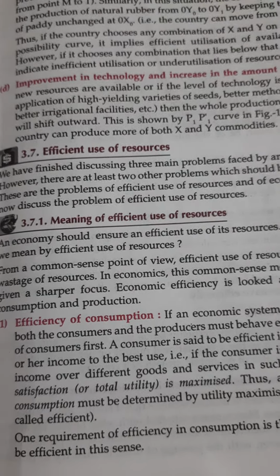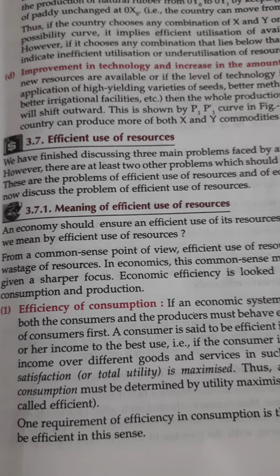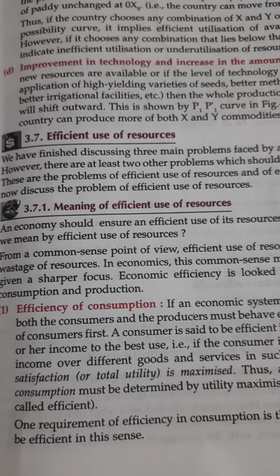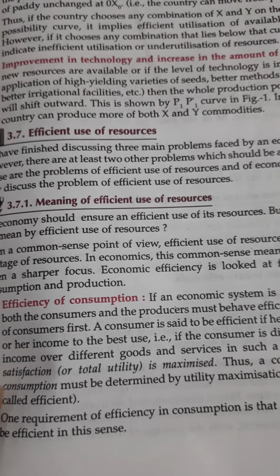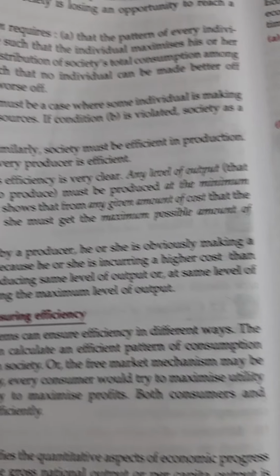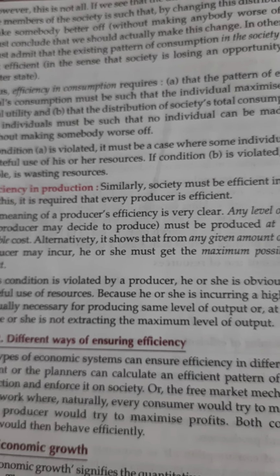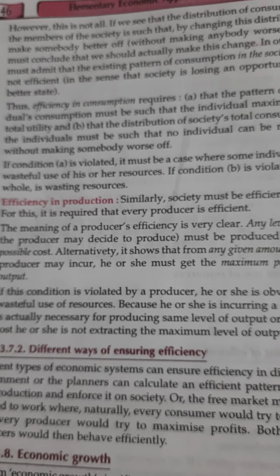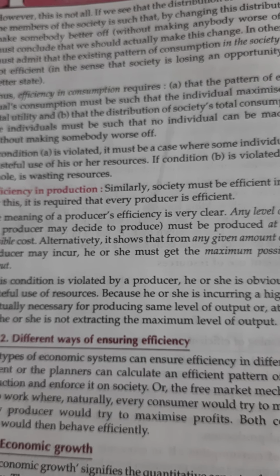Efficient use of resources definitely means there shouldn't be any wastage. Now, efficient use can be in two ways. First, it can be in consumption. Second, it can be in production. Now, let's see how the resources can be utilized efficiently when we are talking about consumption. This answer I have sent to you through a PDF and I'm going to explain it now.